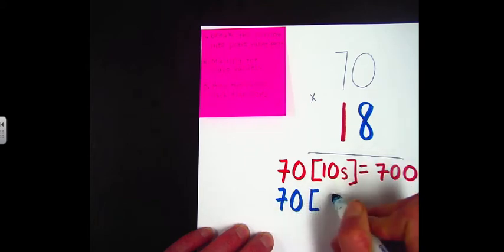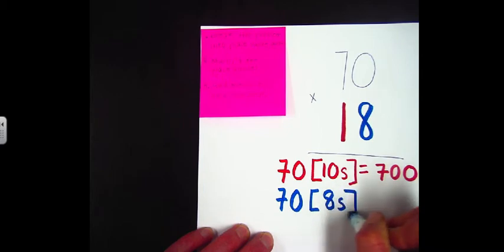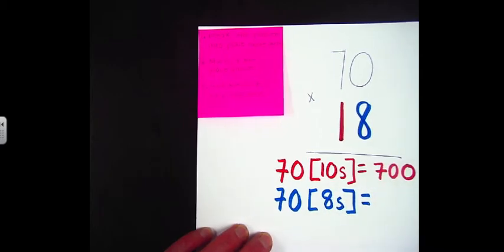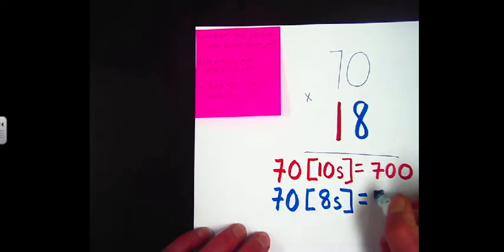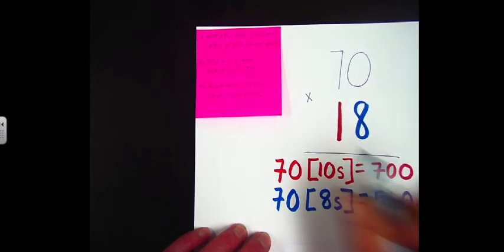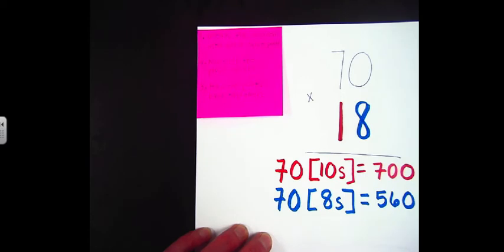70 groups of 8s. I know that 7 times 8 is 56, and my extended facts make it 560. So I broke the problem into the place value parts. I multiplied the place values.